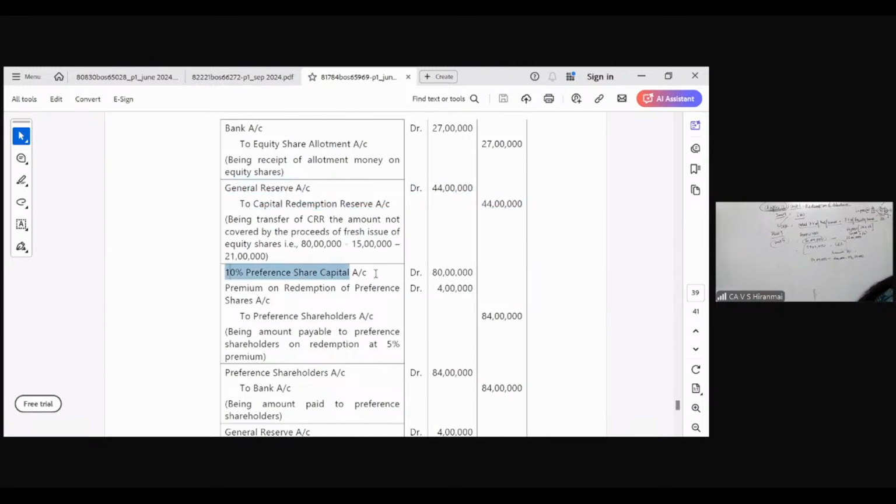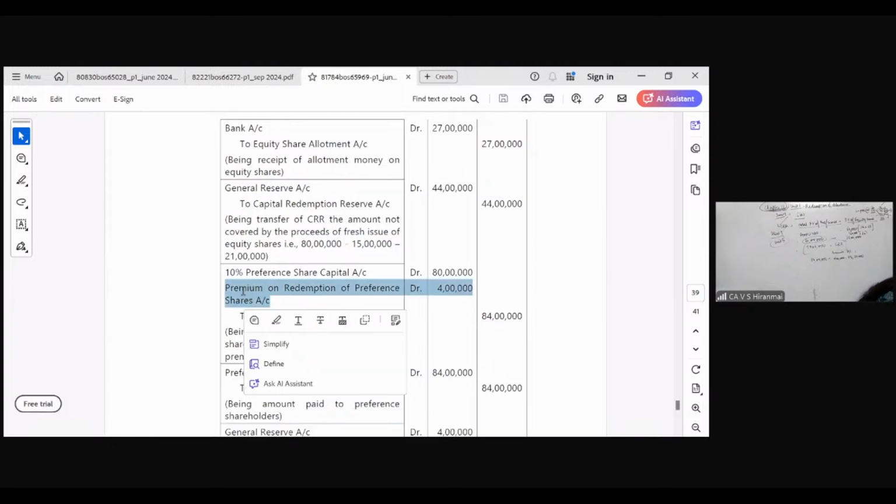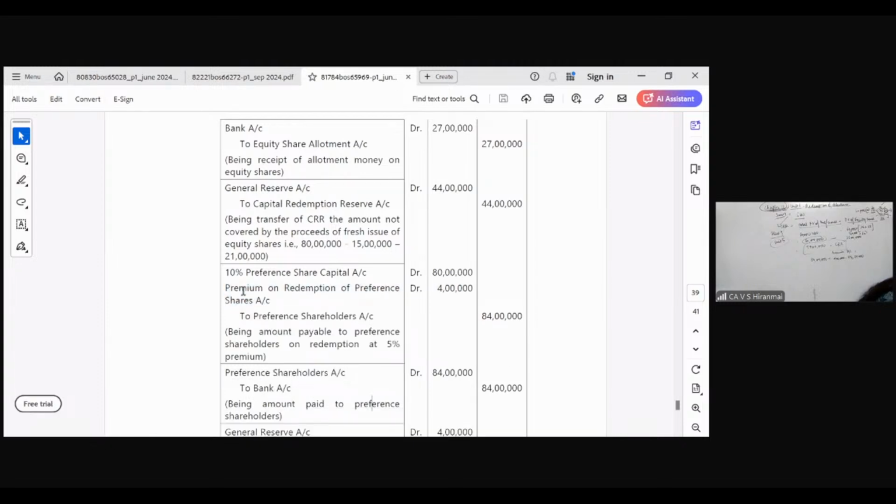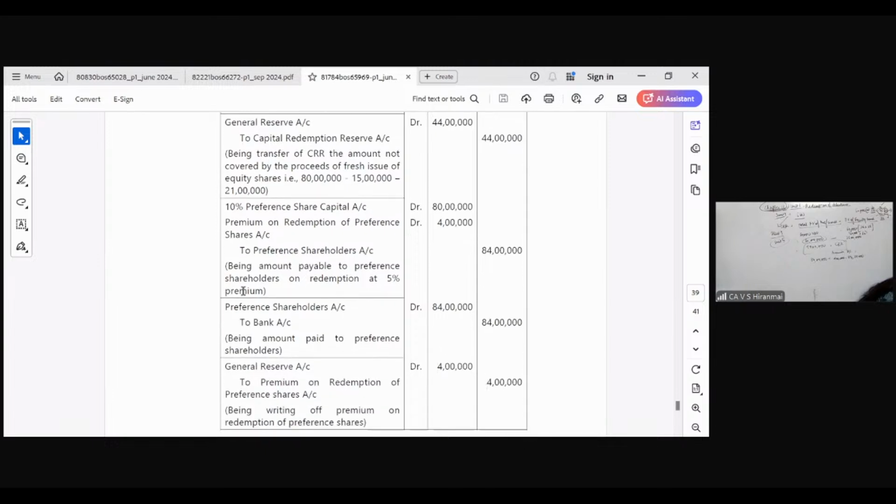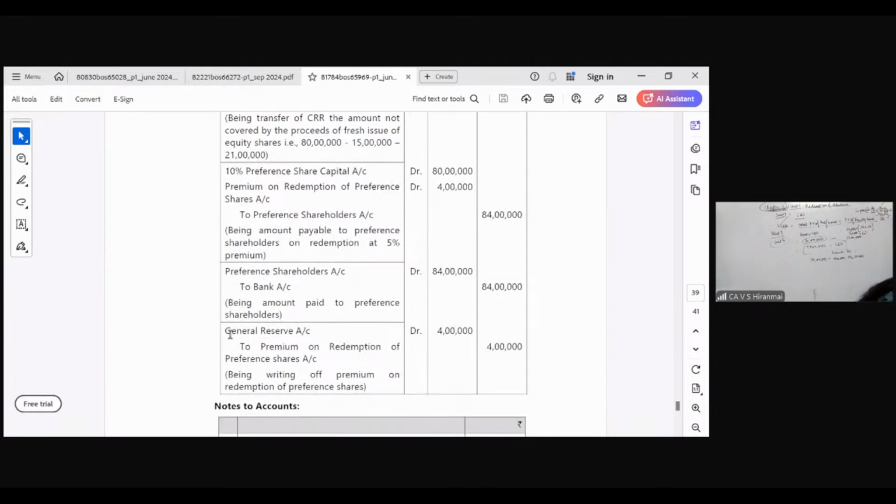Then I told you 80 lakhs is the face value and premium on the redemption is 4 lakhs. So to preference shareholders, 84 lakhs is the total value I am redeeming. Then what is happening? Preference shareholders to bank, I am paying this particular 84 lakhs. What will happen to this particular premium on redemption? I am supposed to close it the same day. So it will be general reserve to premium on the redemption.